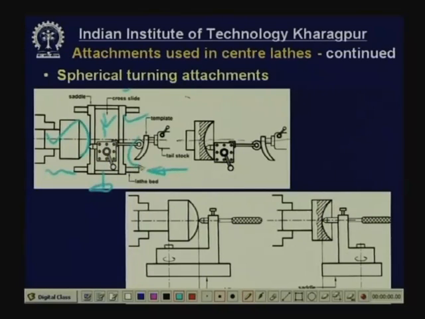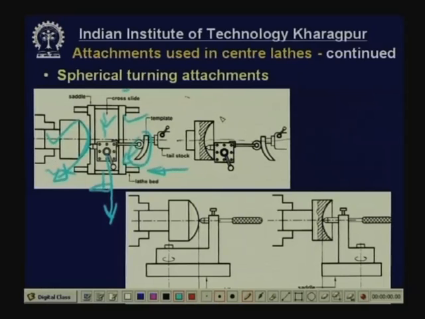Here is a template. This template will be fitted into the tailstock, and on the tool post holding the tool, on one side, there will be an extended rod holding a roller. So, when you move this cross slide towards the operator in this direction, then this roller will move in this direction, and this cutting tool will also move in this direction. So, you get the entire surface.